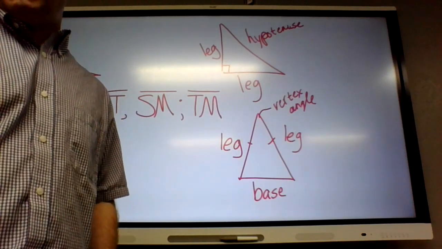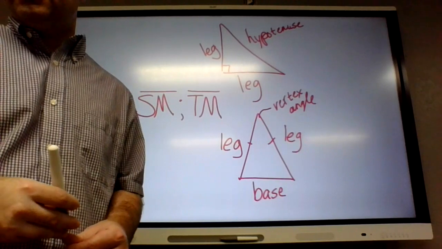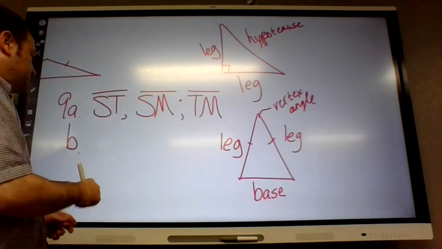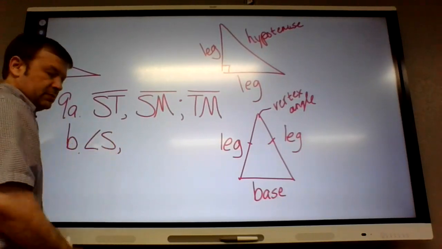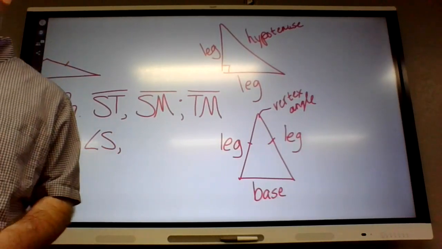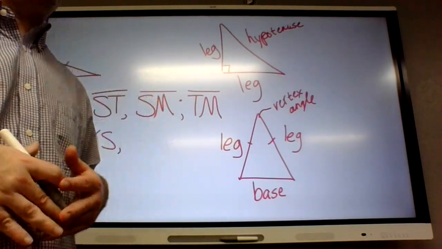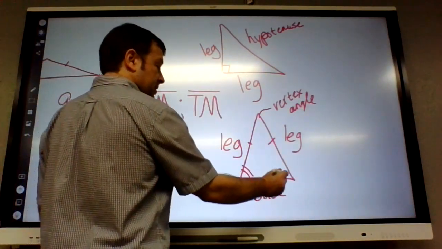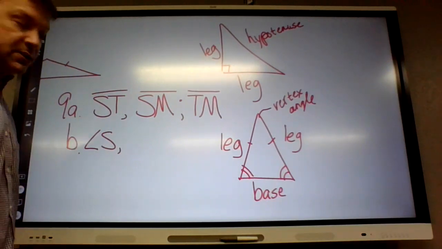Okay, B says name the vertex angle. What's the vertex angle? S. You can just call it angle S since there's only one angle up there. Okay, the base angles would be the angles next to the base. The base angles are always going to be the same, but they're down here by the base. Angle M and T. Angle M, angle T.